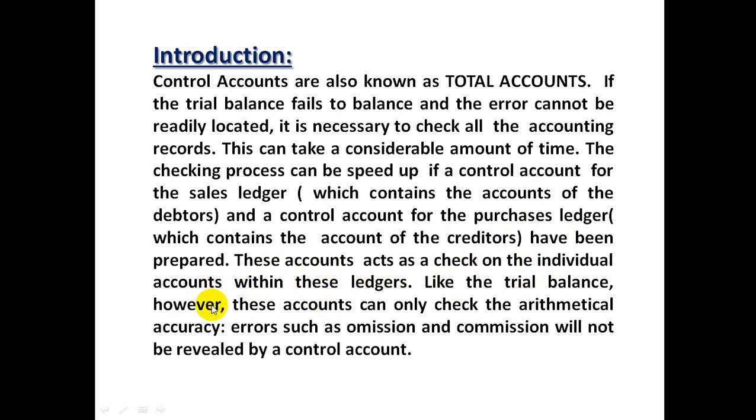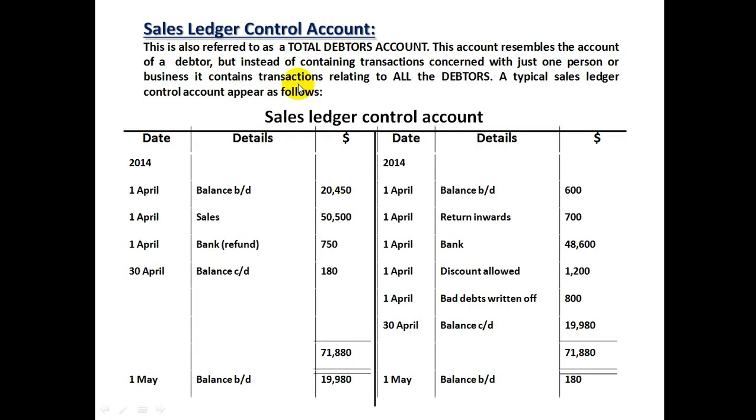Like the trial balance, however, these accounts can only check the arithmetical accuracy. Errors such as omission and commission will not be revealed by a control account. So we can say that control accounts are a helping tool in detecting errors in account records. We mostly use the sales ledger control account and the purchases ledger control account.